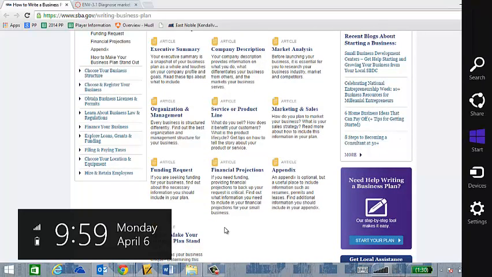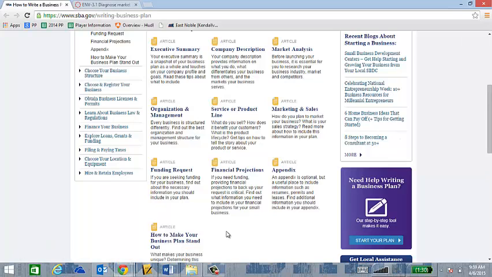Marketing and sales. How do you plan to market it? Obviously, you're going to use some kind of social media. That's the world we live in. But how else are you going to get it out there? How creative can you be with the little amount of money that you may have for this?